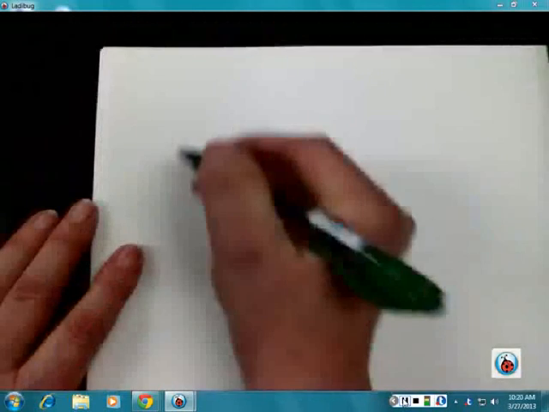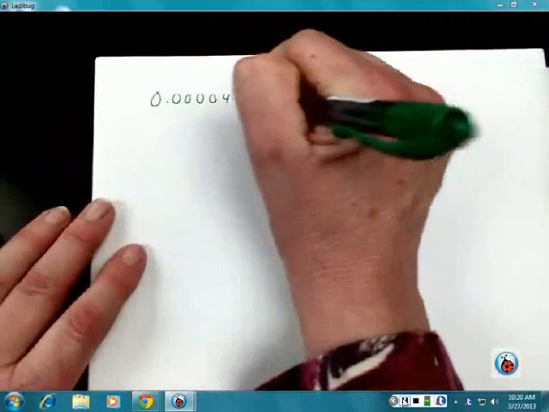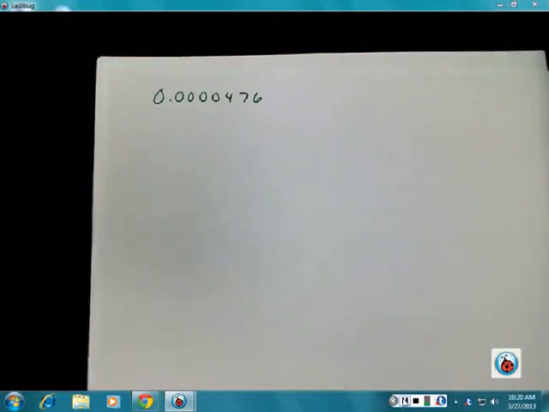Continuing with some more scientific notation. If we have 0.00000476, and I want to write that in scientific notation, what will I get?